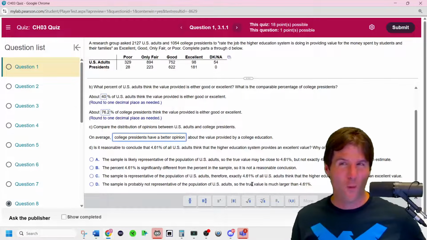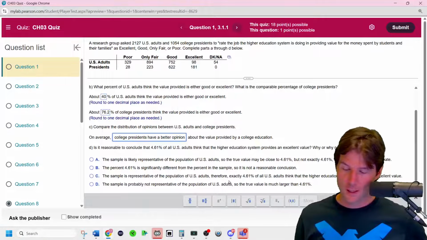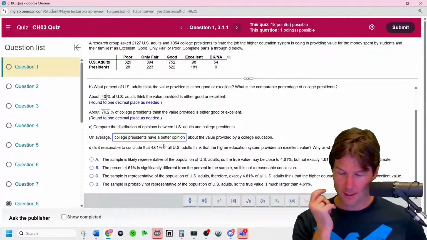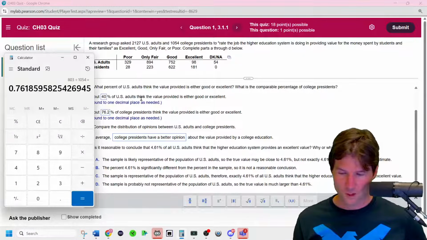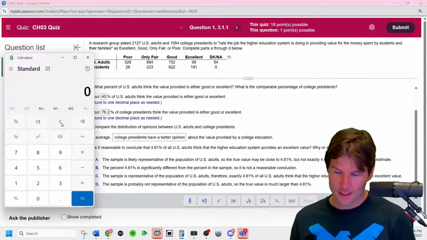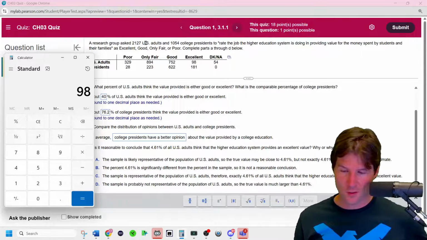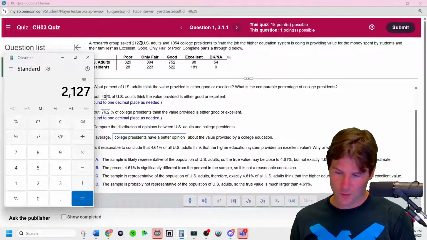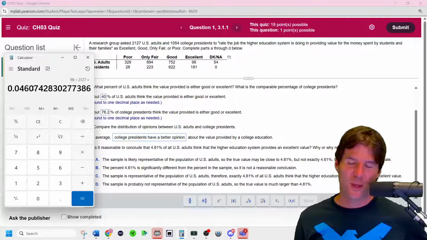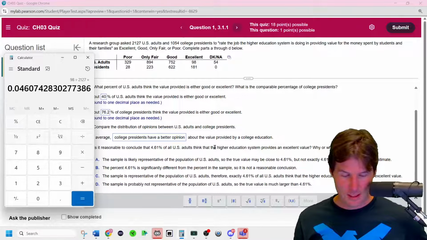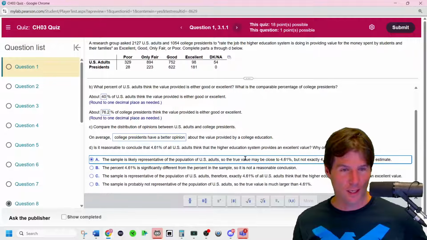This last question is kind of weird. Not a big fan of it. If you take right here, 4.61% of U.S. adults think it's an excellent value, we can look at 98 U.S. adults said an excellent value out of the total 2127, which is the 4.61% when rounded. And that's probably a reasonable estimate. It doesn't mean it is this. It's not going to be exactly that. It's just a reasonable estimate.